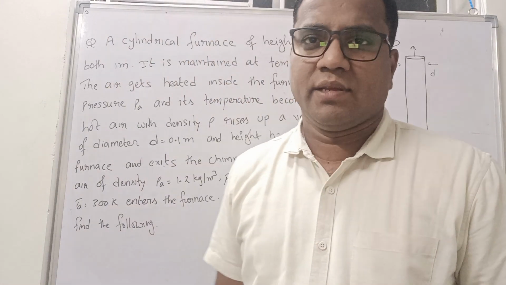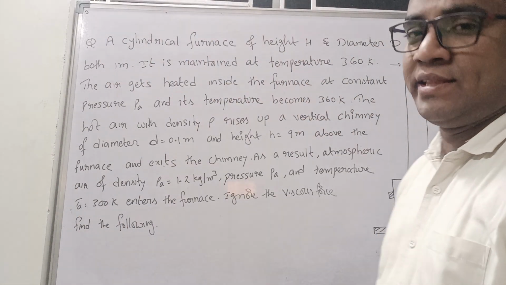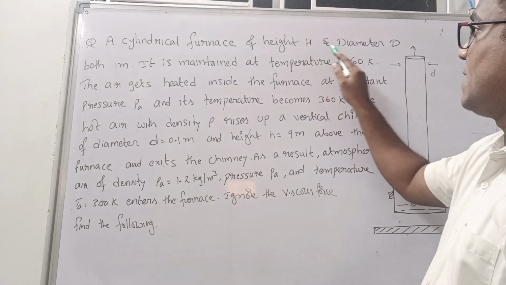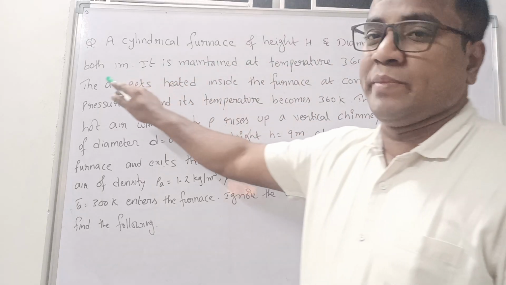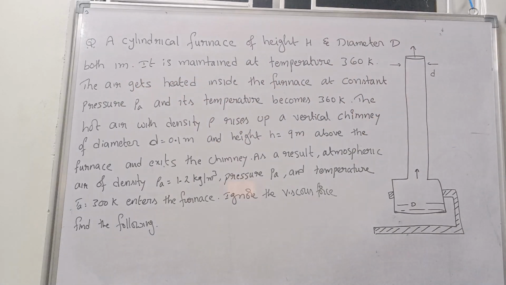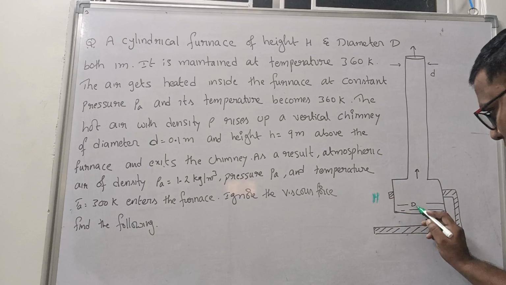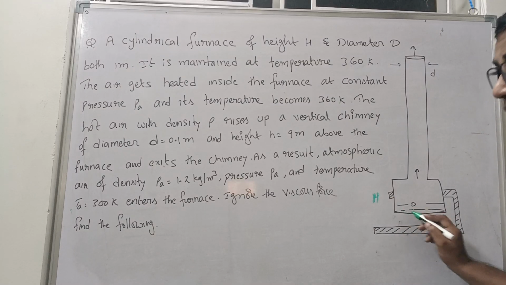Dear students, let's see this question. He's saying that a cylindrical furnace of height h and diameter d, both 1 meter, is given. This height is given as h, diameter d, both 1 meter.